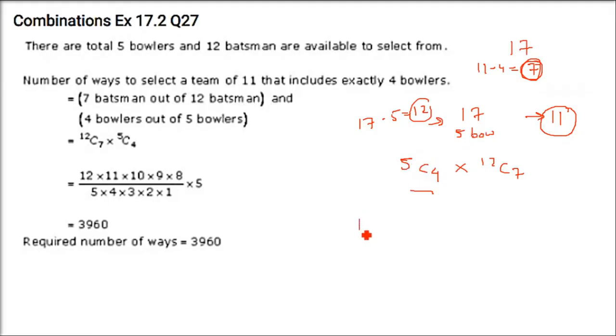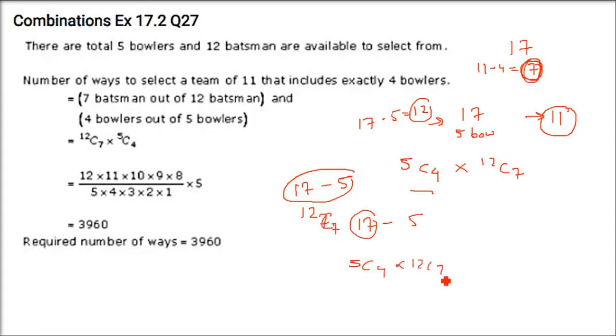See, 5 bowlers are there, and exactly 4 should be there, so 5C4. Now out of 17, 5 have already been taken for bowlers, so only 12 are remaining. Now in making the team of 11, you can take only 7, since 7 plus 4 is 11. So now you are going to take from 12, that is 17 minus 5. You have to take 7, that is 11 minus 4.